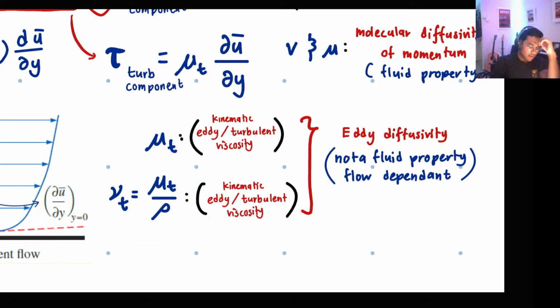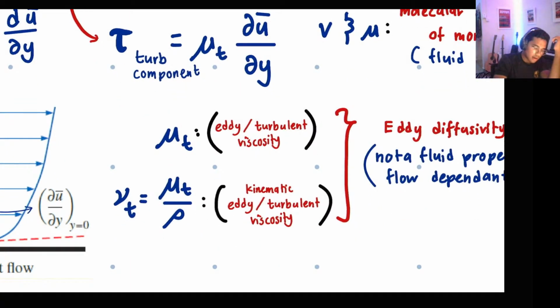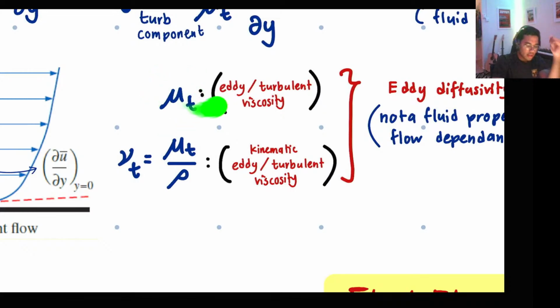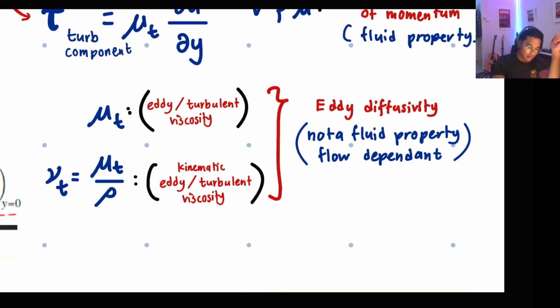Oh no, this is not kinematic. This is just a regular one. Okay, that makes sense. So mu is like a normal viscosity. The weird V shape is the kinematic viscosity. Viscosity over rho, over density, is the kinematic viscosity. The t here represents turbulent, or the eddy diffusivity. It is not a fluid property. It is dependent on the flow. These are two different points.